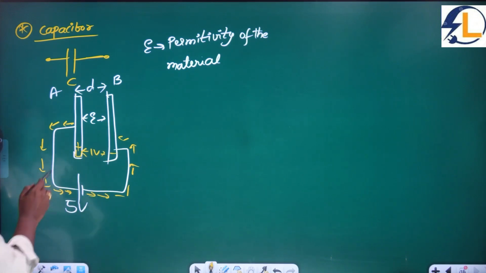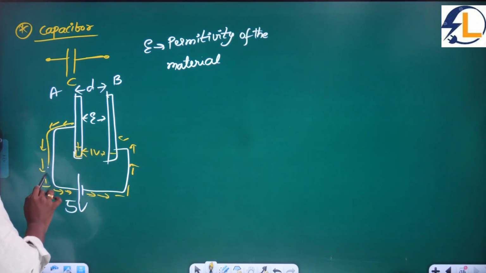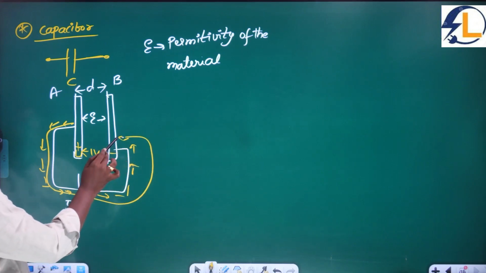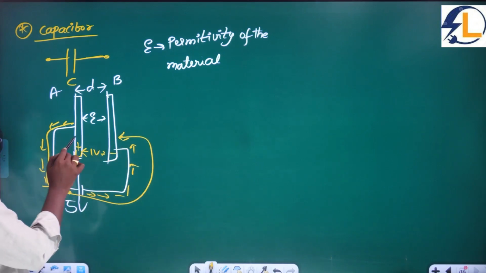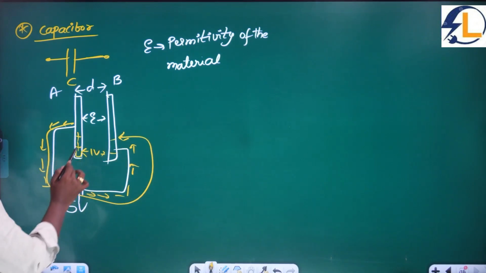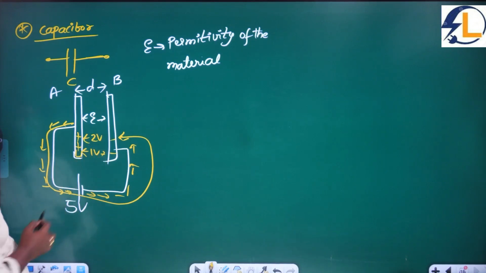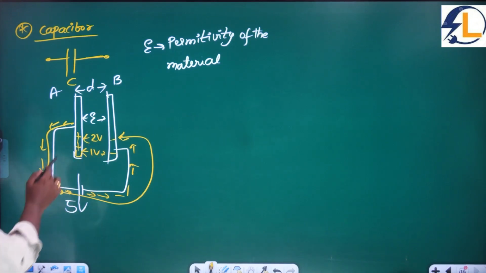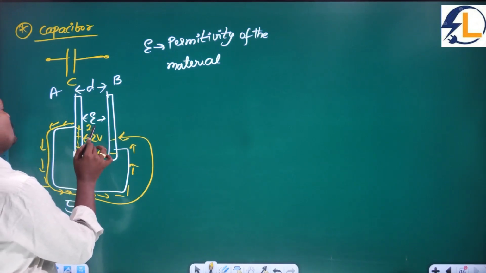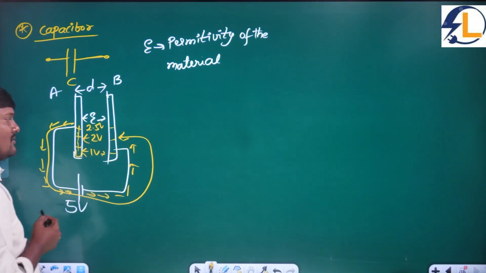This process is continuous. One more electron is removed and accumulated on the second plate. One plate attains a positive charge and the other a negative charge. Let us say this is 2 volts. And with one more electron, let us say it is 2.5 volts now.